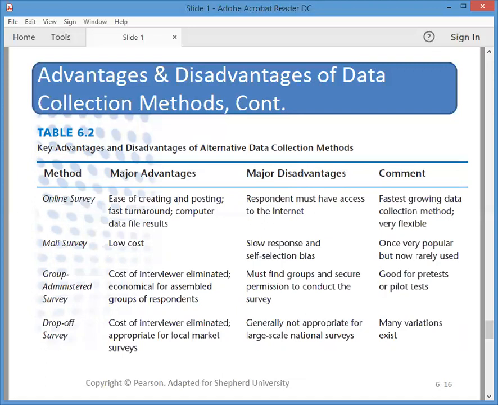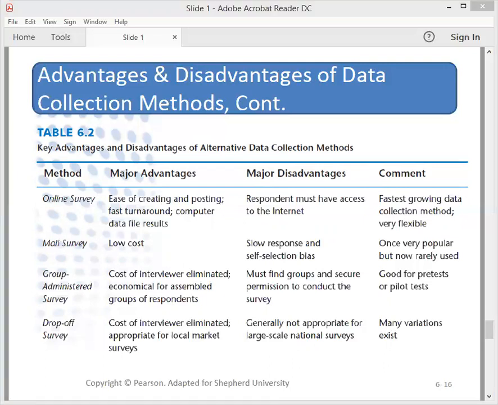Group administered survey: cost of the interviewer is reduced. It's economical, but you must find groups and secure permission to conduct the survey. And then finally, the drop-off survey: the cost of the interviewer is eliminated, and it's appropriate for a local market, generally not appropriate for large national surveys.